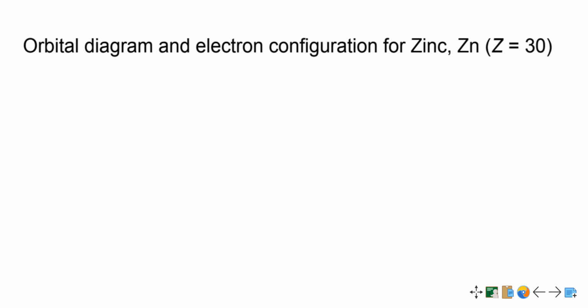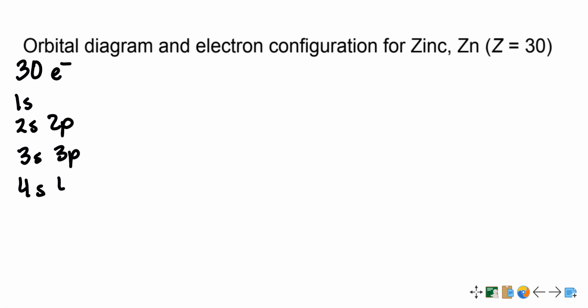Now, our orbital diagram and electron configuration for zinc. Zinc has an atomic number of 30. So that means it has 30 electrons. I'm going to draw my diagonal rule real quick. I know I'm going to need a lot of them. So I'm going to go to 4.